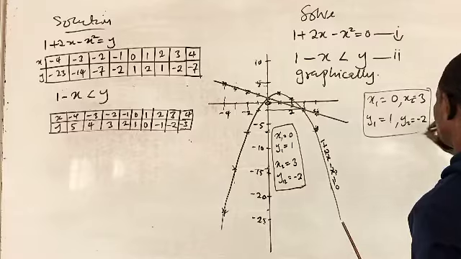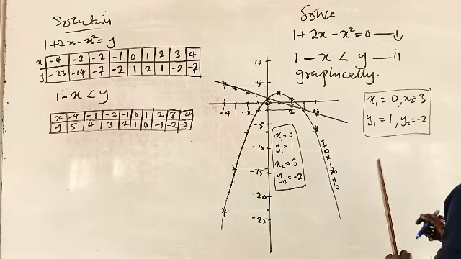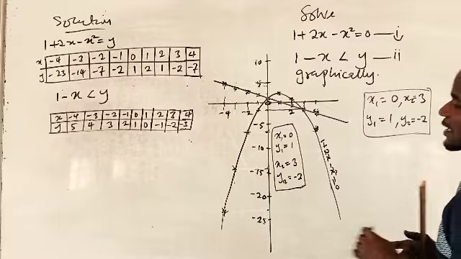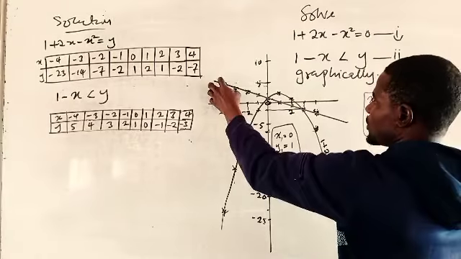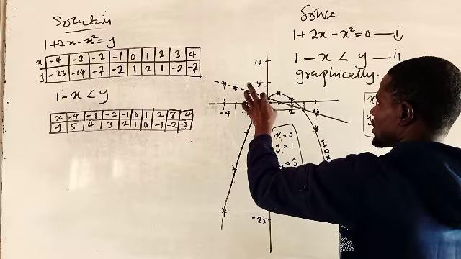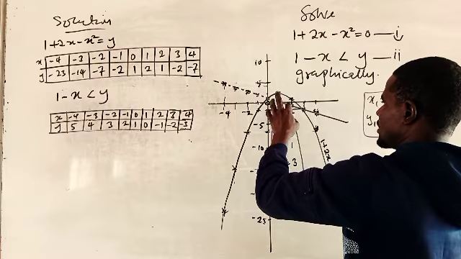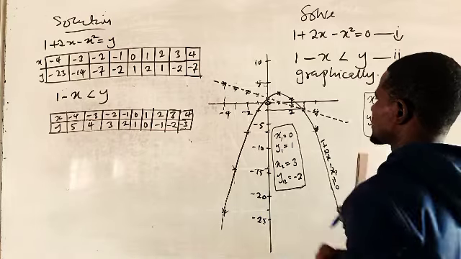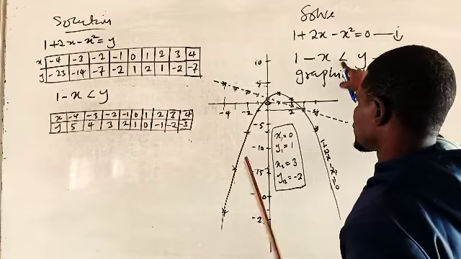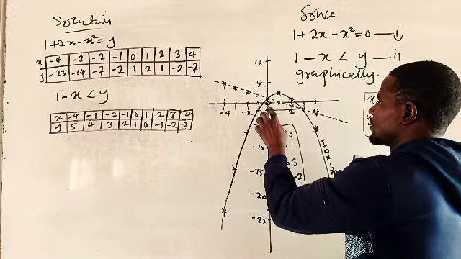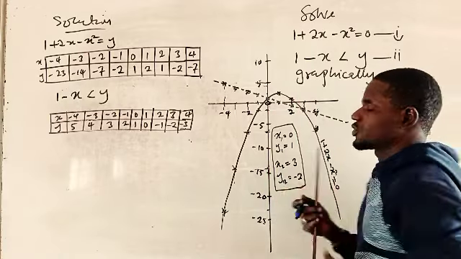If you use another method to solve this, you are going to arrive at the same answer. But anyway, there is a little problem. This line is supposed to be dotted. Why is it dotted? It's because the inequality sign is a single sign. Remember, it's just less than, so it's going to be dotted. So this is the solution to the problem.